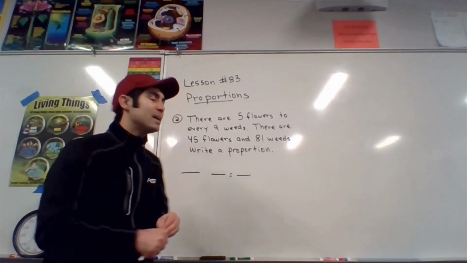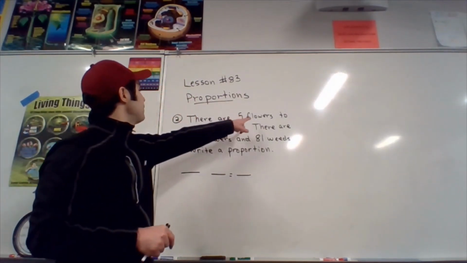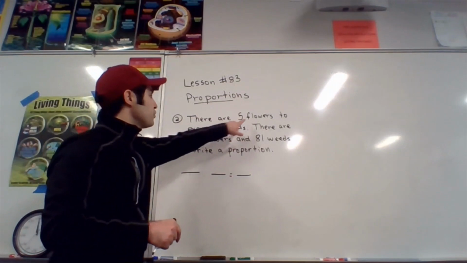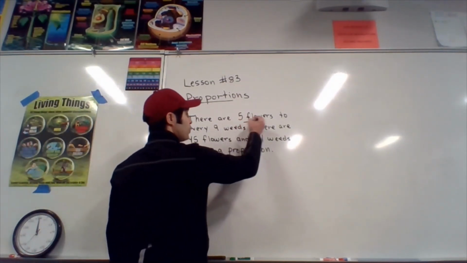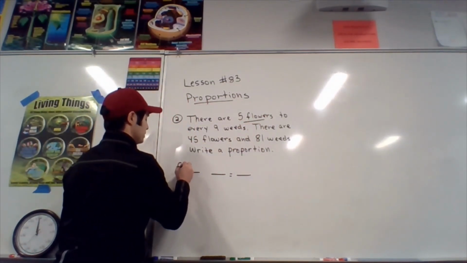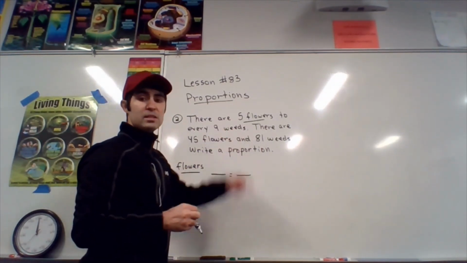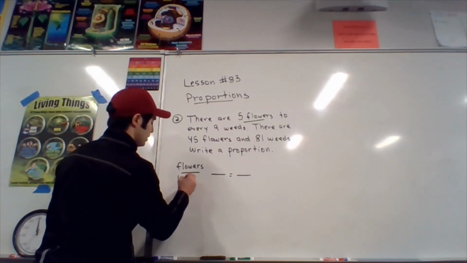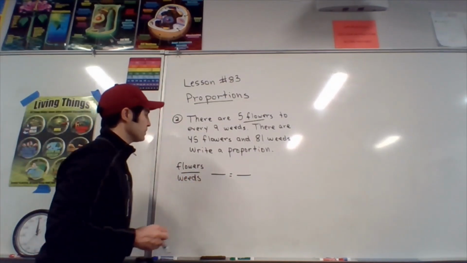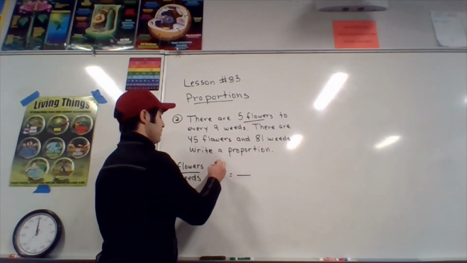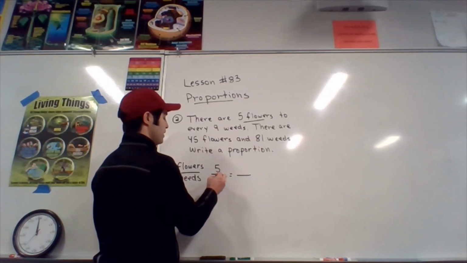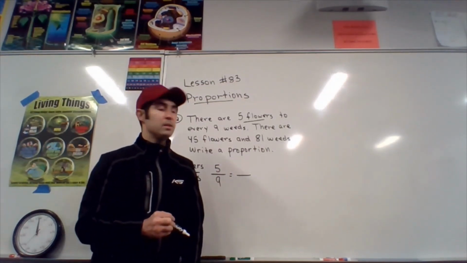All right, welcome back. There are 5 flowers to every 9 weeds. So the word flowers comes first, so that goes on top. The word weeds comes second, so that goes on bottom. Okay? So this is 5 flowers to every 9 weeds.